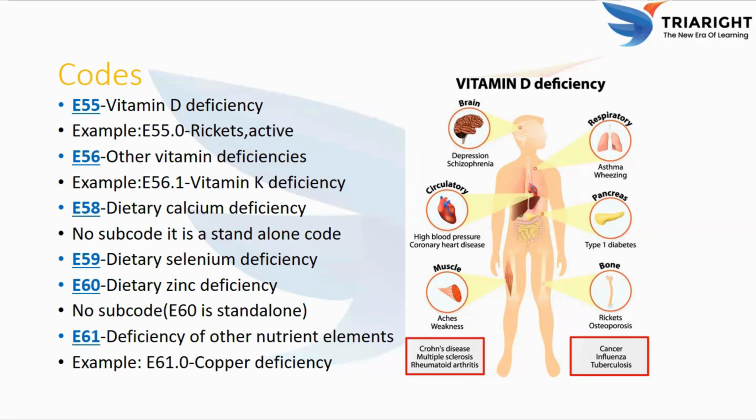These are the effects of vitamin D deficiency which affect the body systems. Brain: you can observe depression. Asthma in the respiratory system, high blood pressure and coronary heart disease in the circulatory system, type 1 diabetes in the pancreas, aches and weakness in muscle, rickets and osteoporosis in bone, and also the risk of Crohn's disease, multiple sclerosis, rheumatoid arthritis, cancer, influenza, and tuberculosis in the immune system.